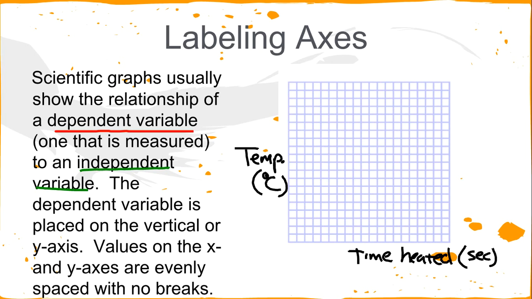So some of the basics. A graph is going to be showing the relationship between your independent variable and your dependent variable. The dependent variable is always on the y-axis, which is the one that goes up and down. And the independent variable always goes on the x-axis, which is the horizontal axis, or the one that goes left to right. So we always have those labeled, and we always have them labeled with units. So if you take a look here, it's time heated in seconds, temperature in degrees Celsius.